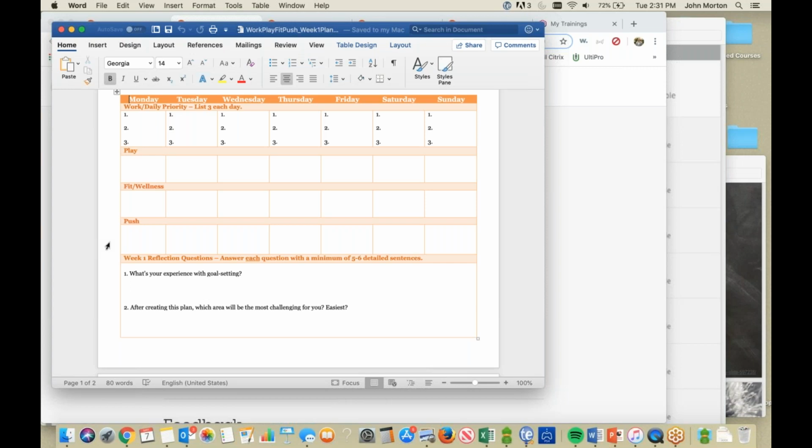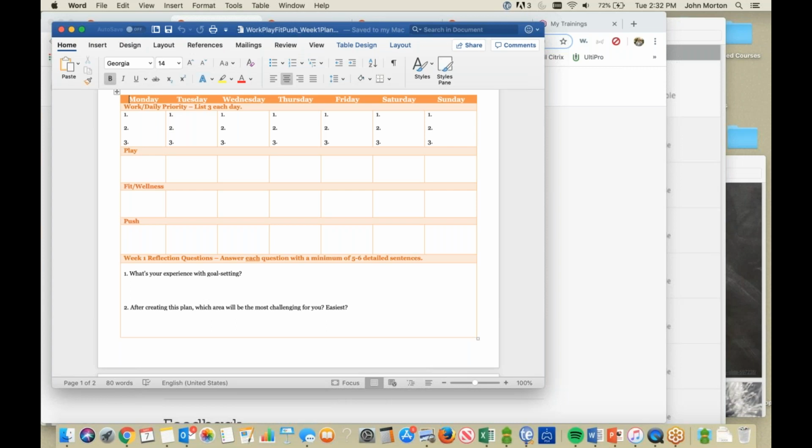Question 2, after reading this plan, which area will be the most challenging for you, and which will be the easiest for you? So again, you all know yourselves better than I do. Where do you struggle? What's tough for you and what's easy for you? And I don't just mean it'll be easy to play, because it's easy to play.